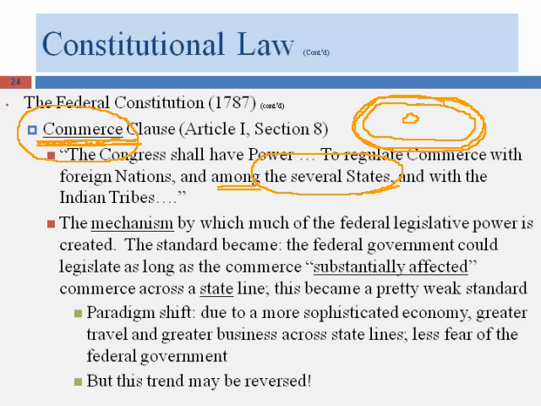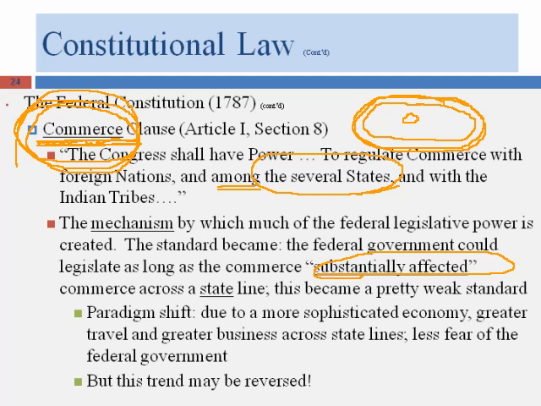This, as I said before, the Commerce Clause is the mechanism by which most federal legislative power is created these days. And the standard is, the federal government could legislate in any area as long as commerce substantially affected commerce across the state line. And this "substantially affected" was a very weak standard. Virtually everything got to be regulatable if it was related to commerce, even if it didn't seem to have a very strong interstate component. And in some sense, this makes sense.